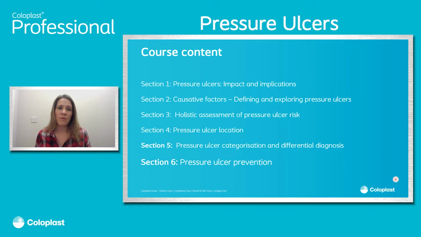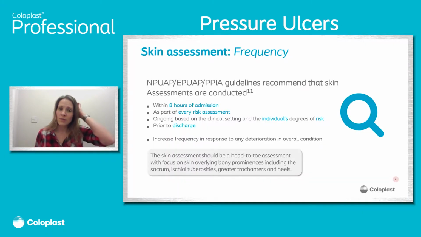So more prevention, what can we do? Well, skin assessment and the frequency of our assessment. Really, if we're having a patient come to an acute area, so admitted to hospital or into a community hospital, for example, we should be completing our head to toe skin assessment as recommended by the European Pressure Ulcer Advisory Panel within 8 hours of admission. We should then also be completing it as part of every risk assessment that we do. It needs to be ongoing. This can't be something that we only do once.